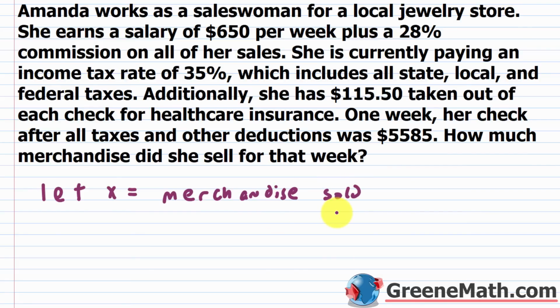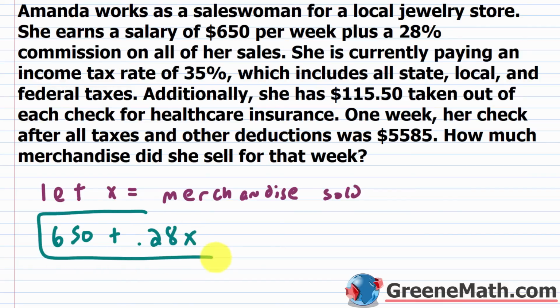Well, what I would do is I would start out, we're given her total income after all these deductions. So in other words, her take-home pay. Well, we know that's $5,585. But where does this come from? It comes from this $650 that she gets as a base salary. So let's just start with that. Then plus, she gets 28% commission on all of her sales. Well, X represents the merchandise sold. So I can just say this is 0.28 times X.